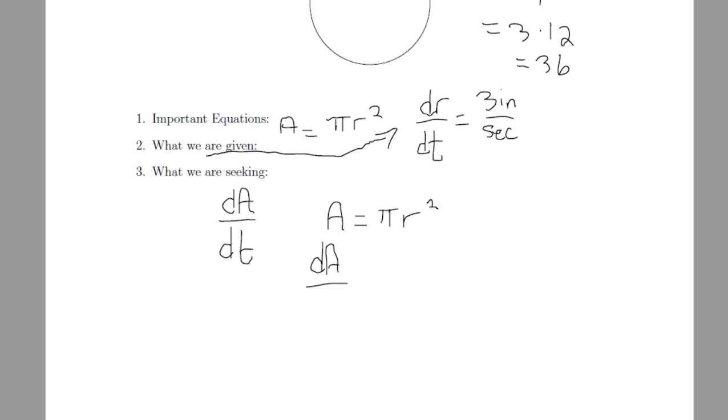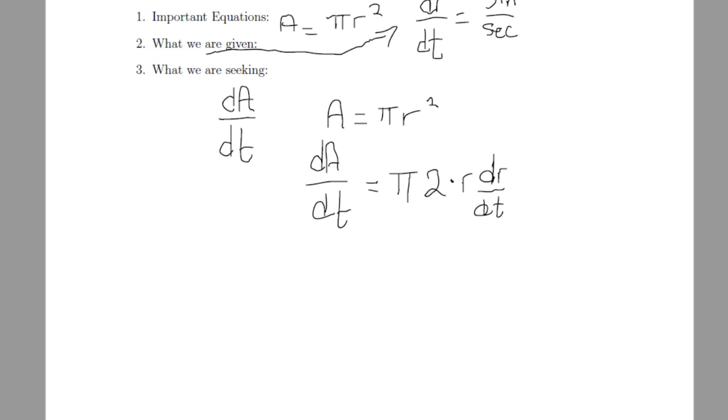So we get dA over dt on the left side of our equation, and on the right side of the equation, pi is kind of like a constant, so we can pull it out. And then with r squared, we actually want to do a chain rule. So we'll do the exponent, which is 2, times the derivative of the inside, which is just r, and then we're left also with dr over dt. All right, so from here we can plug in a couple things, and our answer should be straightforward from there.